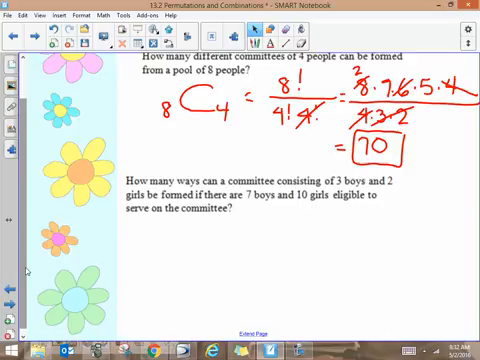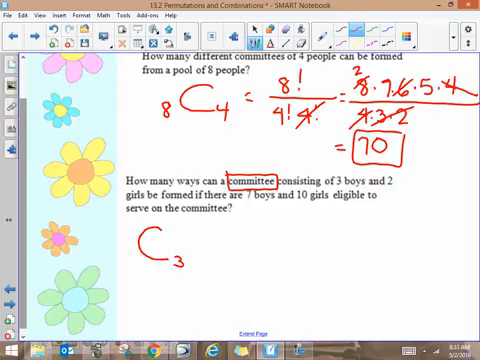Okay, so this one's got a little twist, of course. Okay, it is a committee. All right. So I can't put the boys and the girls together because I'm going to take 3 boys from how many? 7. And this is the number of boys. And then I'm taking 2 girls from 10. Okay? Let's see. All right. So figure both of those things out, and then we'll figure out what we're going to do with the 2 of them.